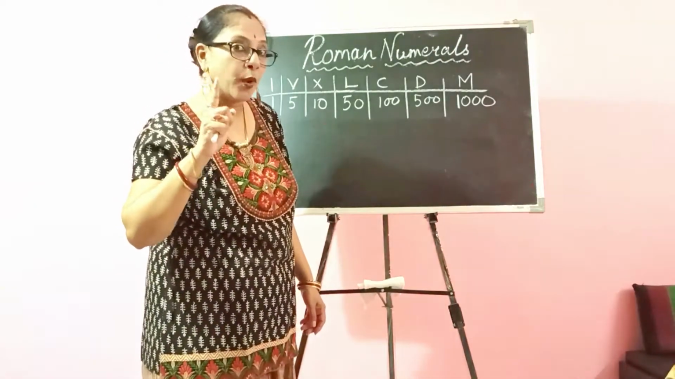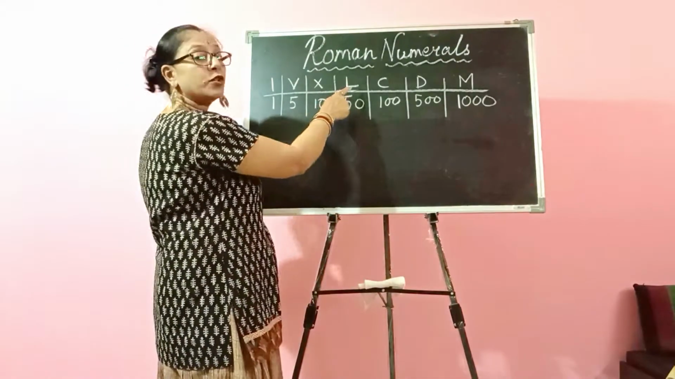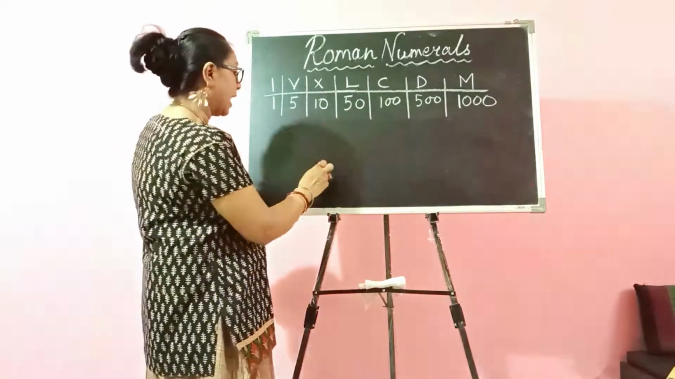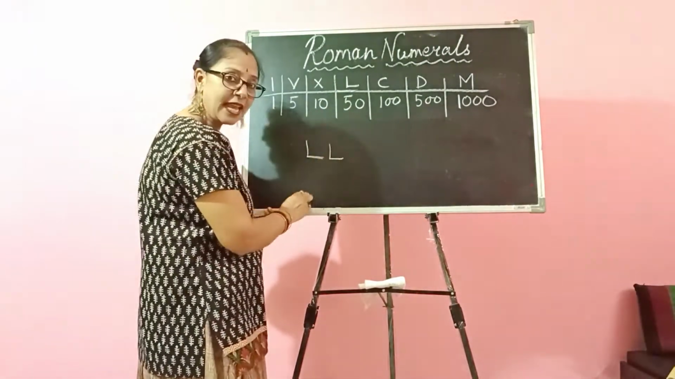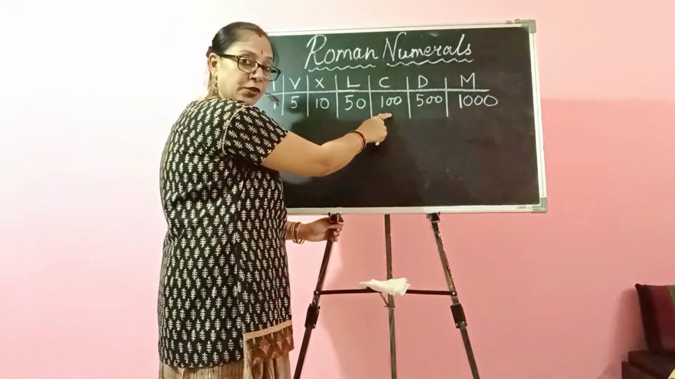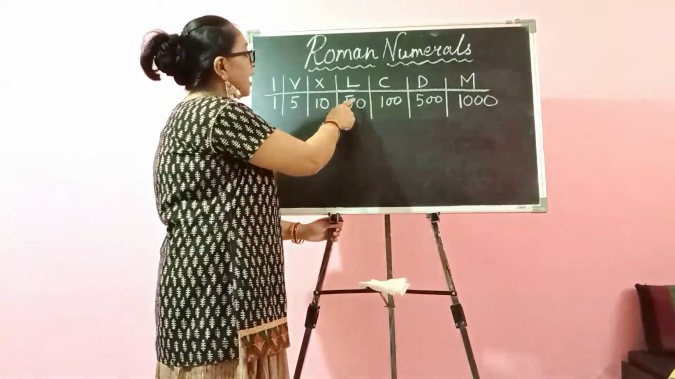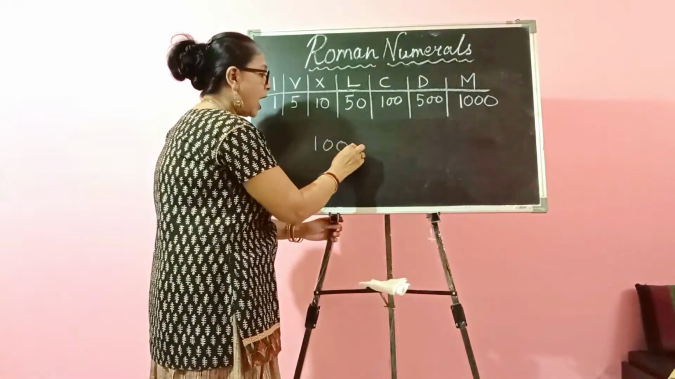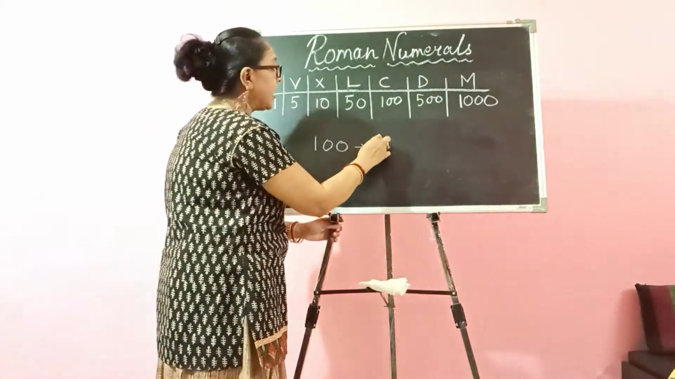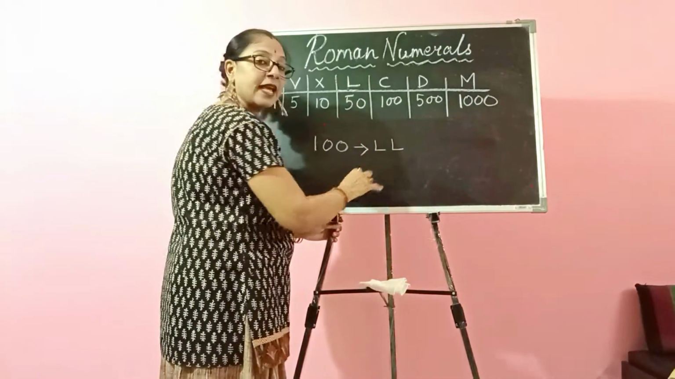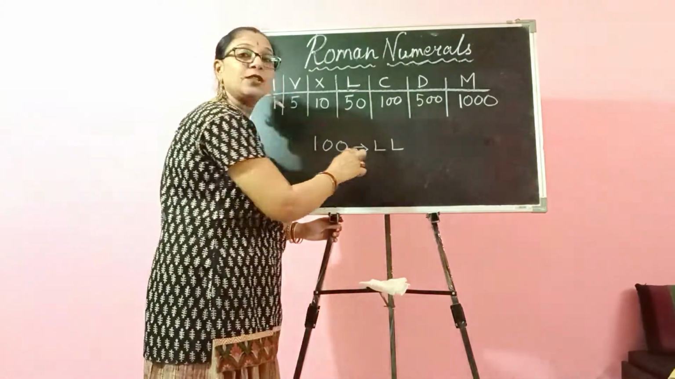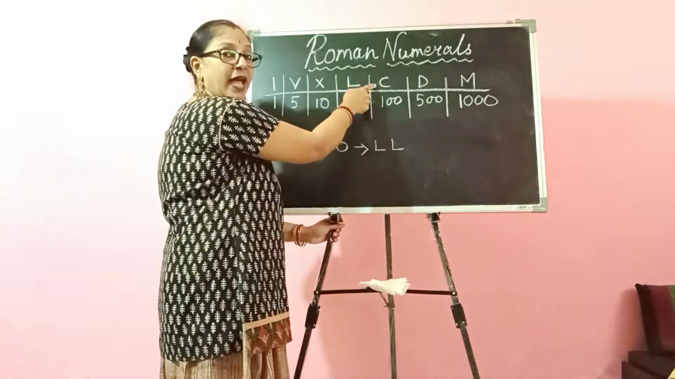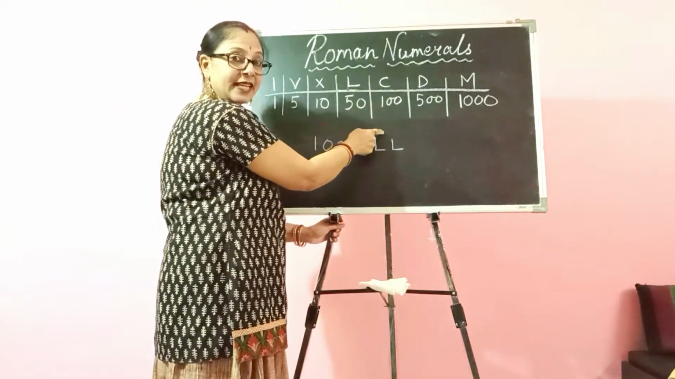In the same way, children, we cannot repeat the symbol L. To write 100, can we write L plus L? To represent 100, we cannot use L 2 times. If you want to write 100, you cannot write L plus L. Twice you can't write L. Instead, we represent 100 by the letter C.